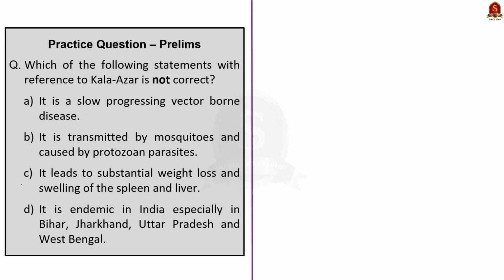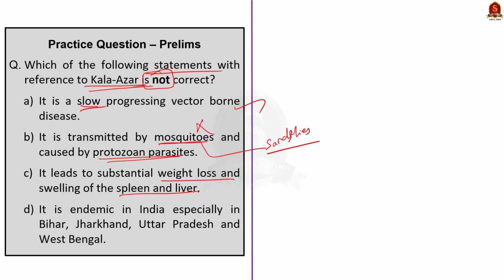Next question. Which one of the following statements with reference to Kala azar is not correct? It is a slow progressing vector-borne disease. This statement is correct. It is transmitted by mosquitoes and caused by protozoan parasites. This statement is incorrect because it is transmitted by sandflies, not by mosquitoes. It leads to substantial weight loss and swelling of the spleen and liver. This statement is correct. It is endemic in India, especially in Bihar, Jharkhand, Uttar Pradesh and West Bengal. This statement is also correct. So the answer is option B.